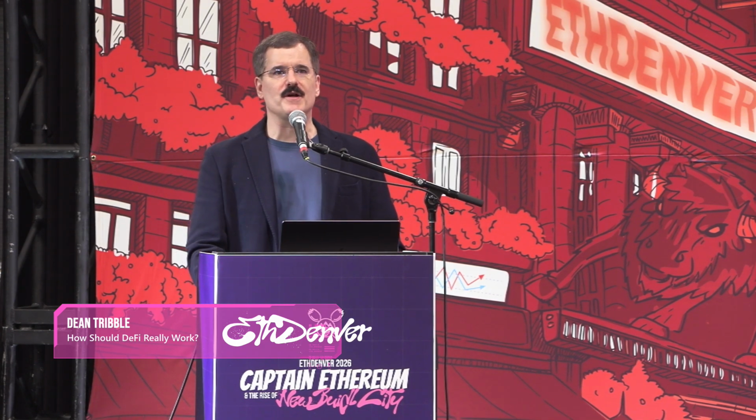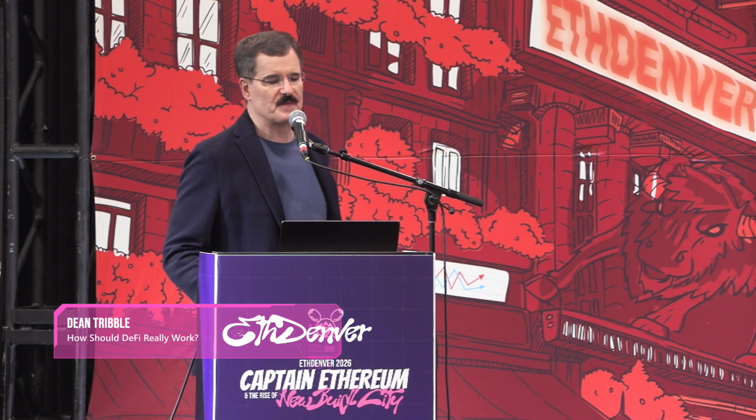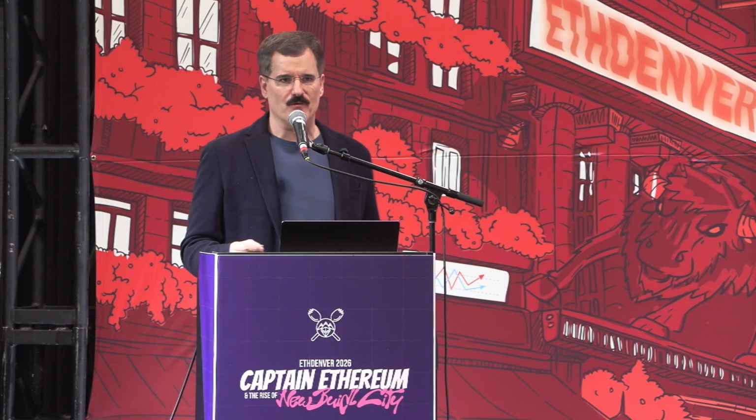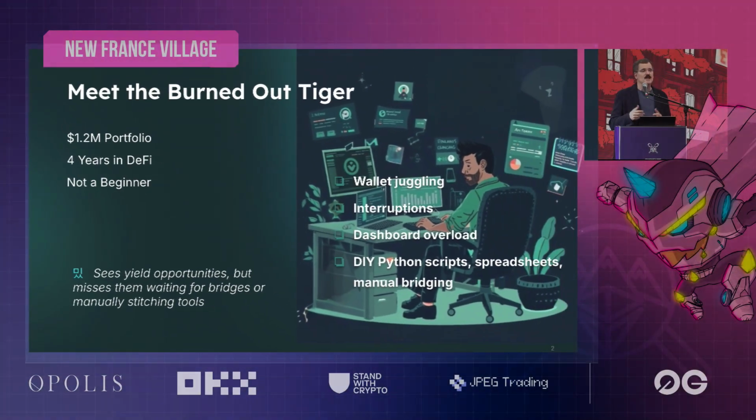So I'm here to talk about getting yield from everywhere, not just for agents, but also for humans. Let's start with what people have been having to do. Meet the DeFi tiger. They've got maybe even $1 million. They're doing this on an ongoing basis. They've been doing it for years. They are not a beginner, but it is so difficult to execute many of the kinds of things people want to be able to do that they will see yield opportunities and not be able to get to them.